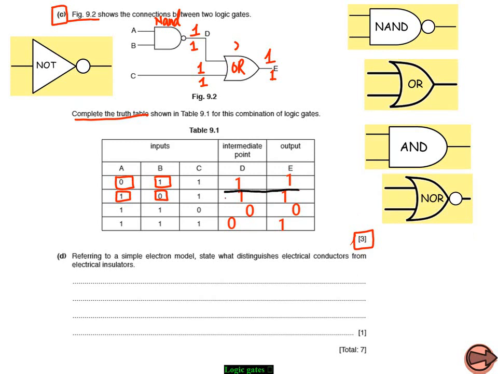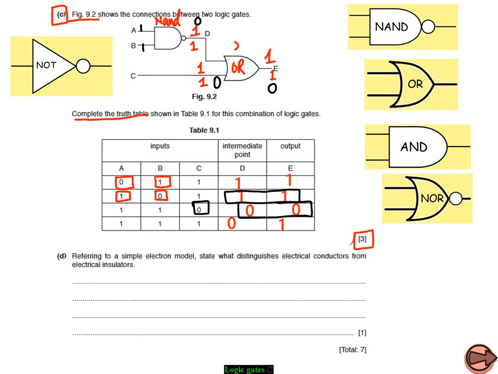Now, the next thing we need to understand: when A is 1 and B is also 1, what will the output be? What is D here? This will be 0. Now, when that one is 0 and C is also 0, then for the OR gate, 0 and 0 has to give 0. So that's the reason we have these two zeros here.